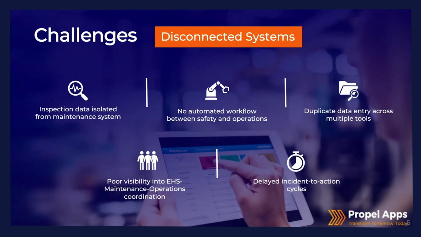One team may know there is a problem, but another team owns the action, and a third team owns the asset history. So without integration, the chain breaks down. This is where many digital transformation programs stall. Companies digitize individual steps, but they do not create an end-to-end connected process.